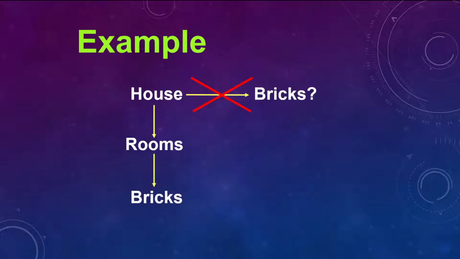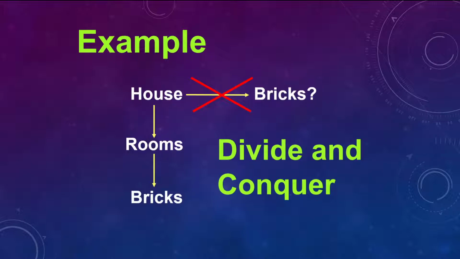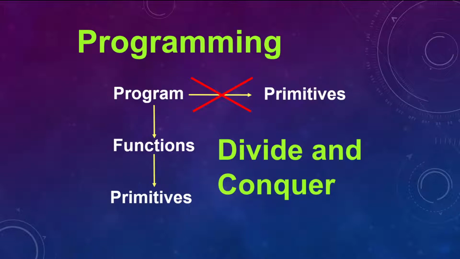In this same vein of thought, this is essentially divide and conquer. When we want to write a program, we don't think first about what primitives we need to use. We think of how we can break down our program into smaller functions that we can use.